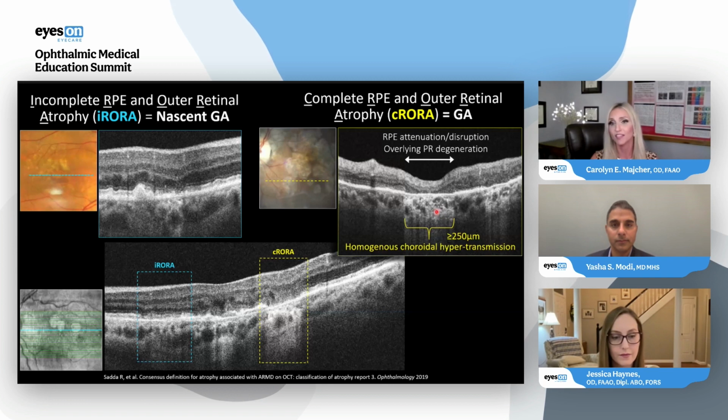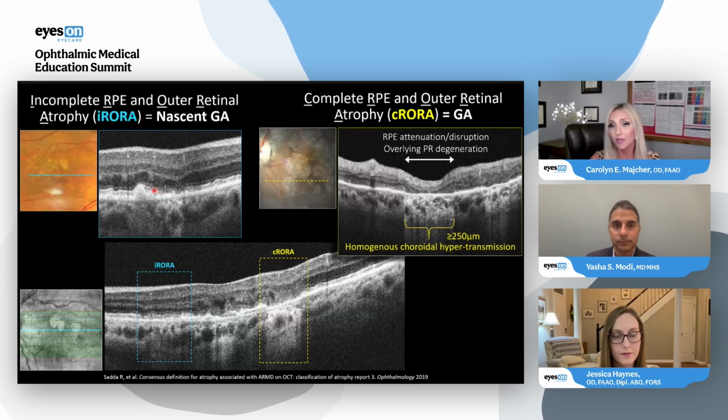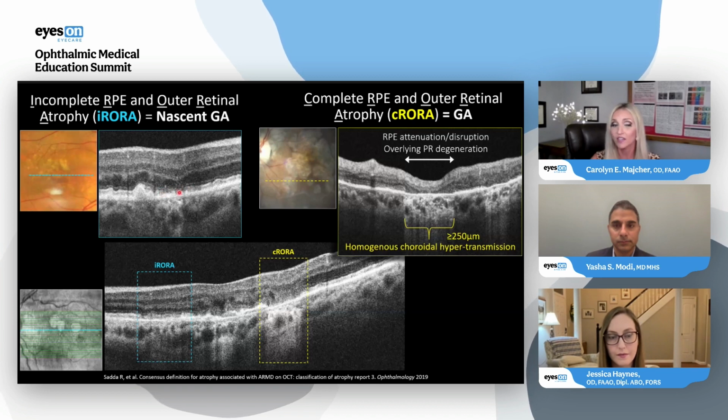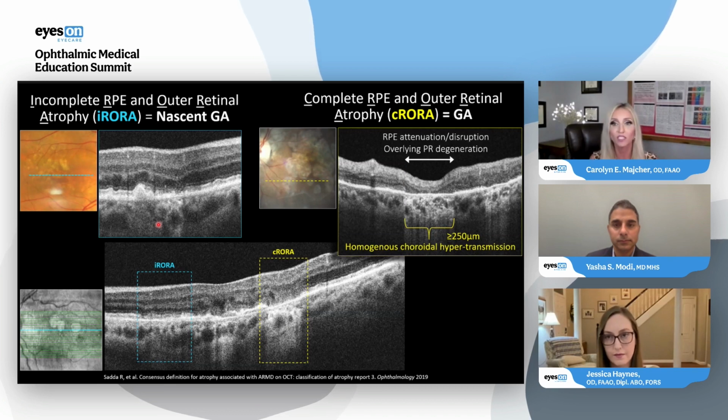Versus if we think about something that's impending geographic atrophy or nascent geographic atrophy, that we now are referring to by this more technical term of IRORA, incomplete RPE and outer retinal atrophy, where we have some degree of attenuation and disruption of the RPE and overlying photoreceptors, and that may be loss of the external limiting membrane or ellipsoid zone, such as in this case here, some intermittent areas of choroidal hypertransmission that characterize these early stages of areas that are likely to go on and progress to complete atrophy, or CRORA, over time.